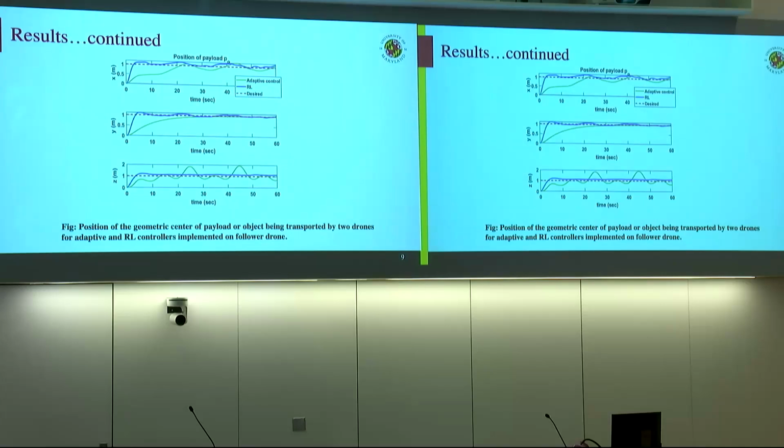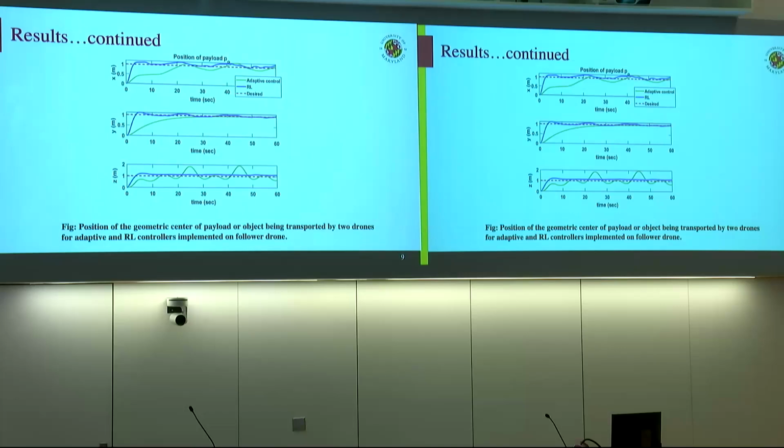So these are the results. I tested this architecture and I compared it with an adaptive control scheme. Green is adaptive control and blue is the RL based. And as you can see from the plot, the settling time for our proposed method is better, and adaptive control is not that good. You can see some oscillations in Z direction.